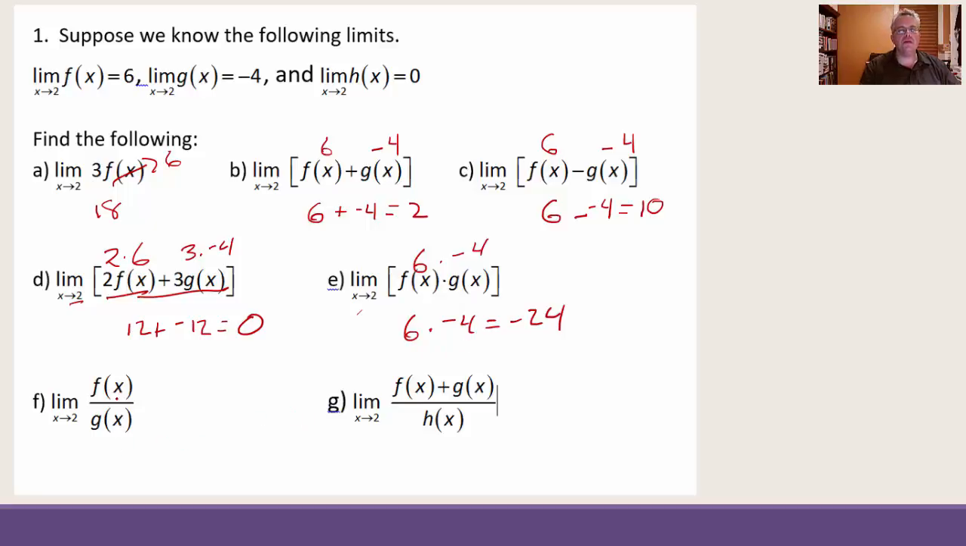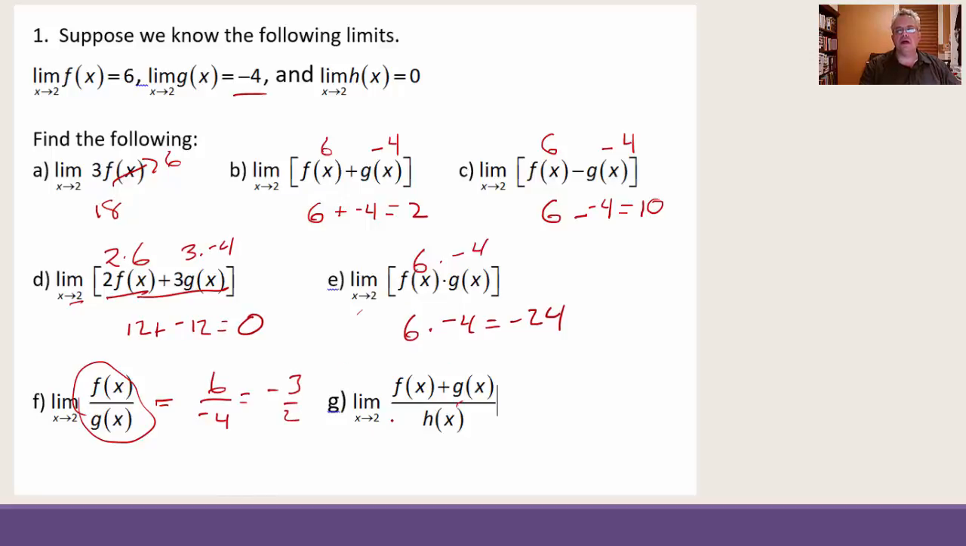All right, quotients are fine. We just got to be careful that the denominator is not going to 0. So as x approaches 2, g of x is approaching -4, which is fine. And f of x is approaching 6. So this limit of f divided by g is approaching 6 over -4, which is actually equal to -3/2.